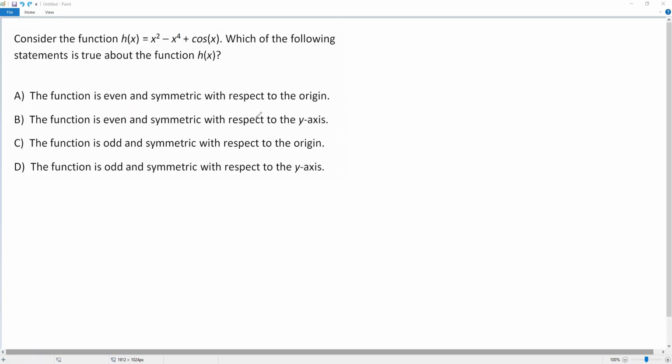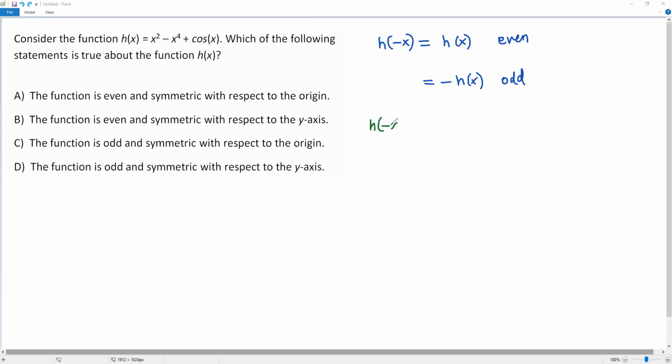Okay, first let's check whether the given function is even or odd. To check this, we have to replace x by negative x. When I do so, if it results in h of x, then the function is even. In case h of negative x results in negative h of x, then the given function is odd. Now we can plug in negative x for each x on the right side of the given function.